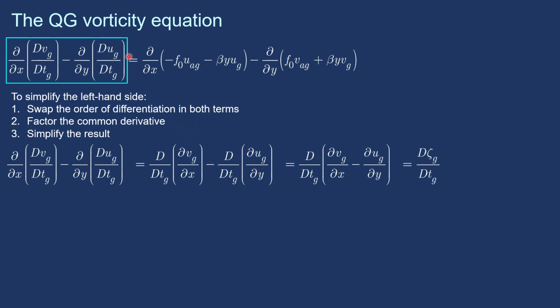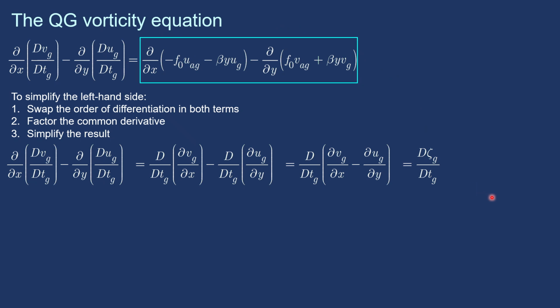And so the whole part in this blue box on the left-hand side collapses down to this one single term. And it makes sense that we should get something involving vorticity because we were, after all, deriving the QG vorticity equation. So this is going to be the left-hand side, and we're finished with that now. We're going to write it out as this total derivative here.